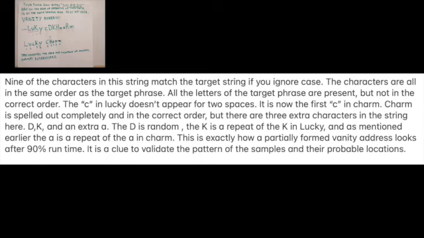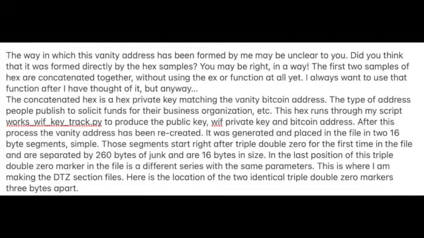The D is random. The K is a repeat of the K in lucky, and as mentioned earlier the A is a repeat of the A in charm. This is exactly how a partially formed vanity address looks after 90% runtime. It is a clue to validate the pattern of the samples and their probable locations. The way in which this vanity address has been formed by me may be unclear to you. Did you think that it was formed directly by the hex samples? You may be right, in a way.